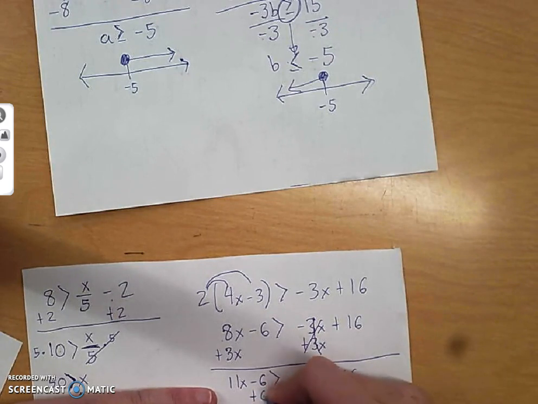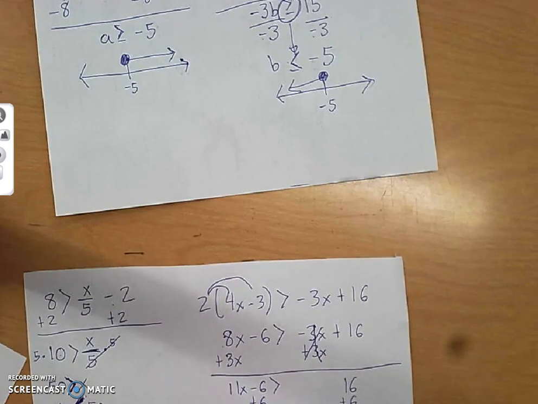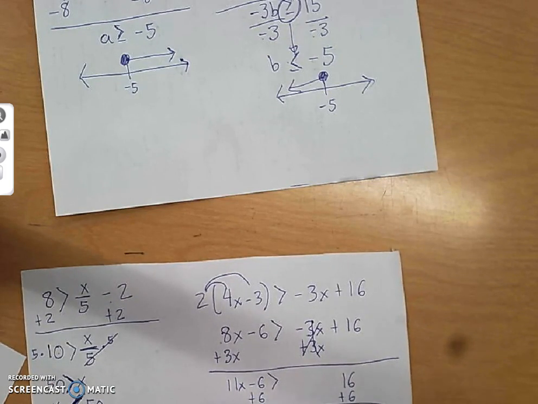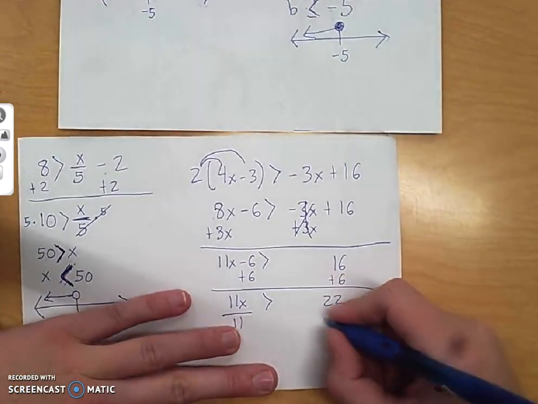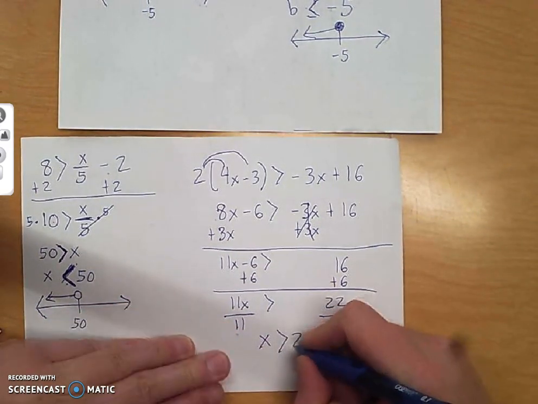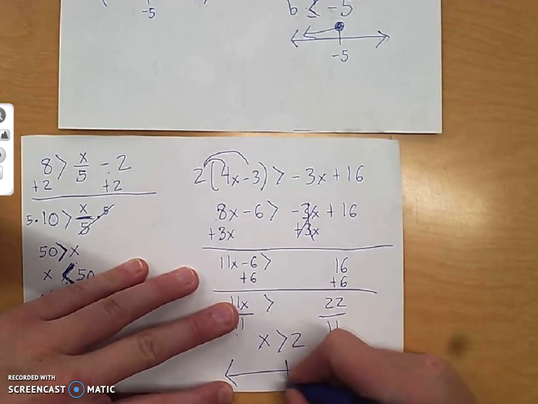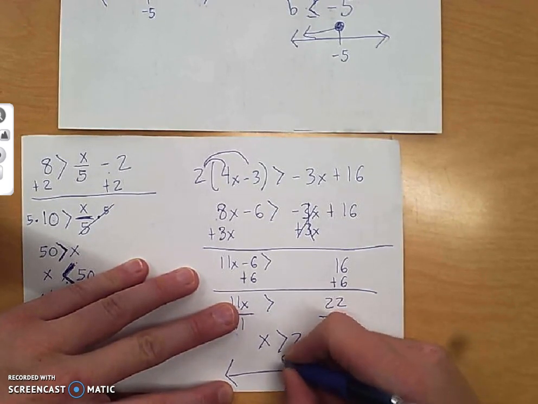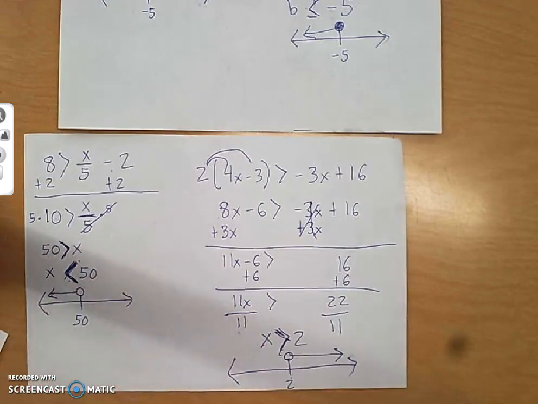I'm going to add 6 to both sides. I get 11x is greater than 22. Divide by 11. And I'm off the screen. Sorry, pull that up for you a little bit. Divide by 11. And I get x is greater than 2. Open circle at 2 because it's not equal to. Arrow goes that way.